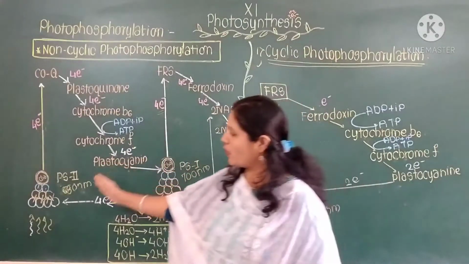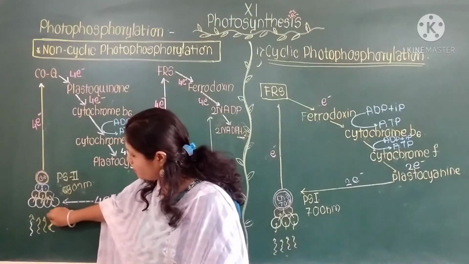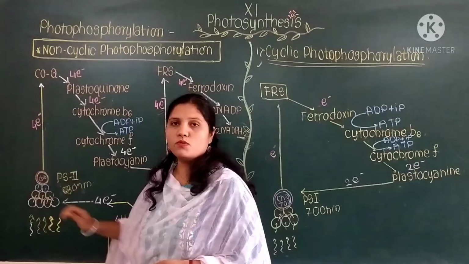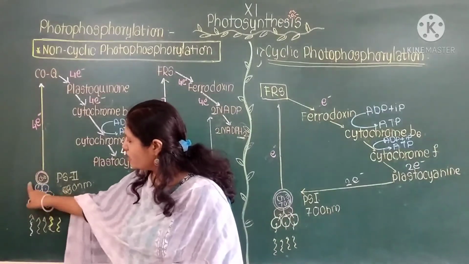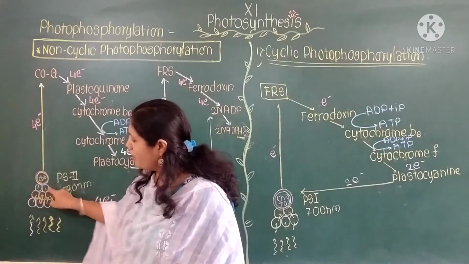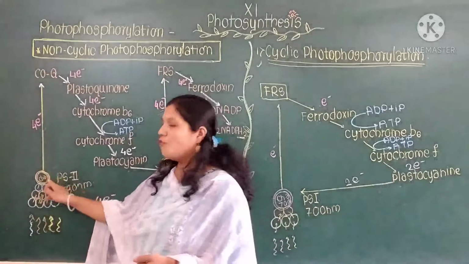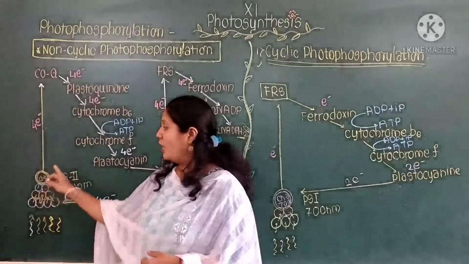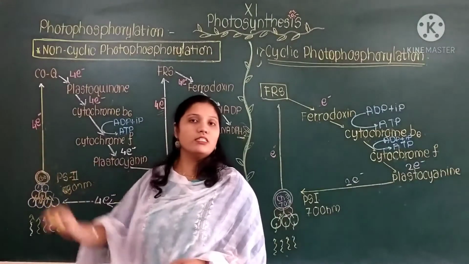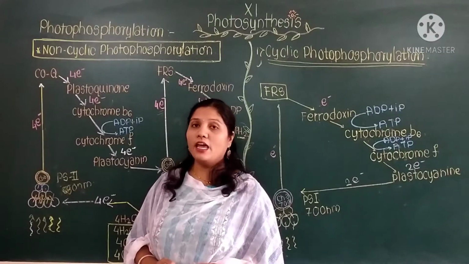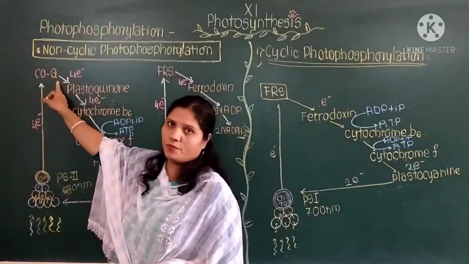In the non-cyclic photophosphorylation, see, this is photosystem second. This photosystem second absorbs this light energy, the photon. The accessory pigments transfer this light energy towards chlorophyll A. Then chlorophyll A undergoes photoexcitation, and due to the photoexcitation, chlorophyll A emits this electron. This is an energy rich electron, and it is transferred towards the plastoquinone through the coenzyme Q.